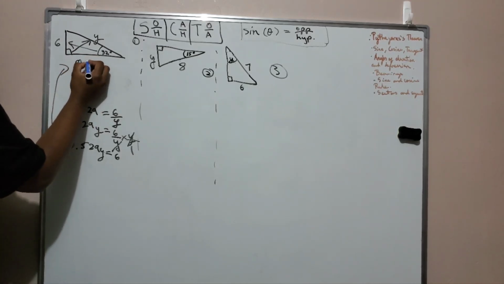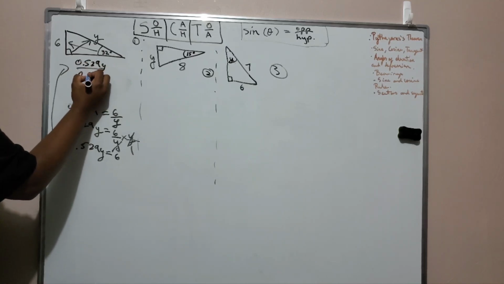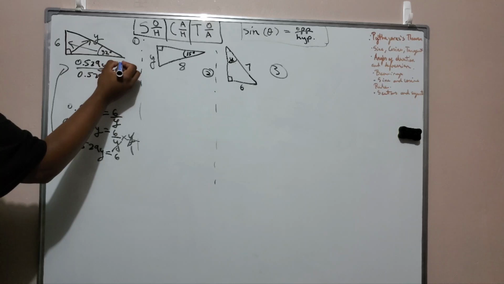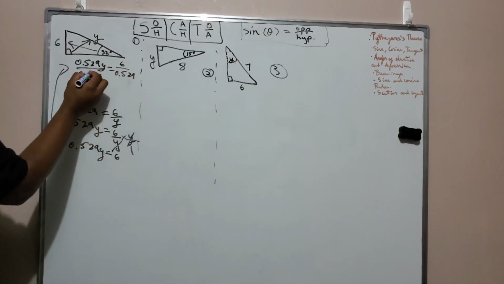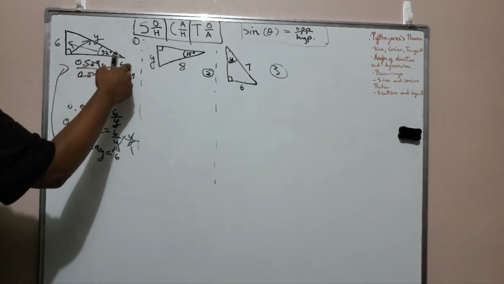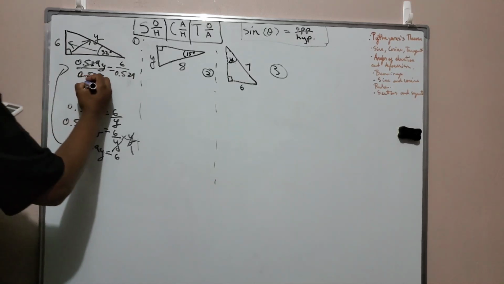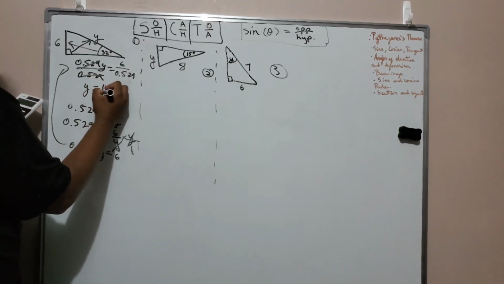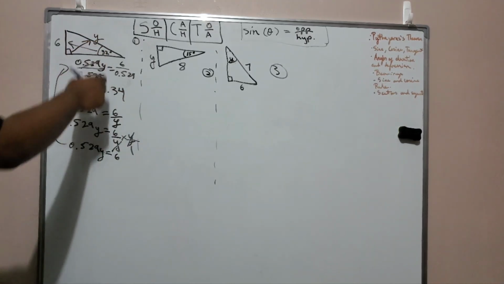So 0.529y over 0.529 equals 6 divided by 0.529. This cancels with this, so we're just left with y is equal to 6 over 0.529, which is 11.34. So we solved for y here.